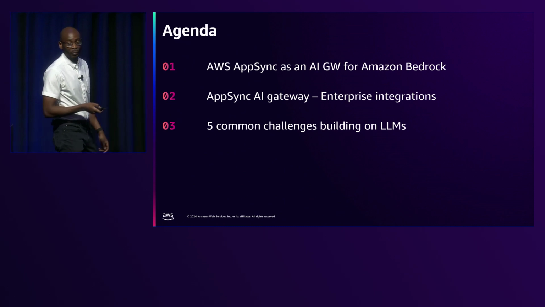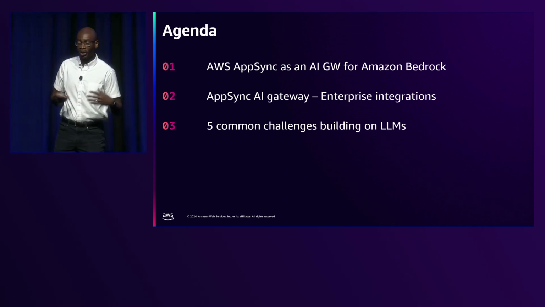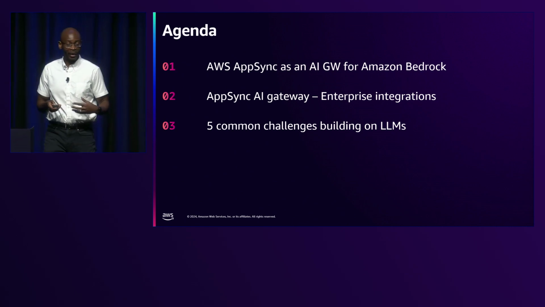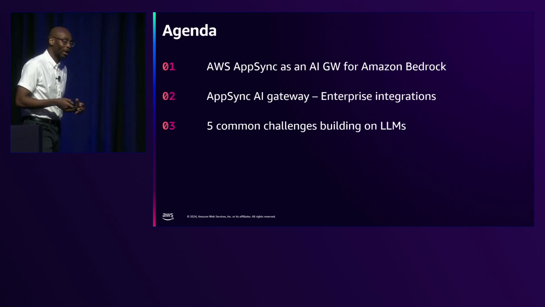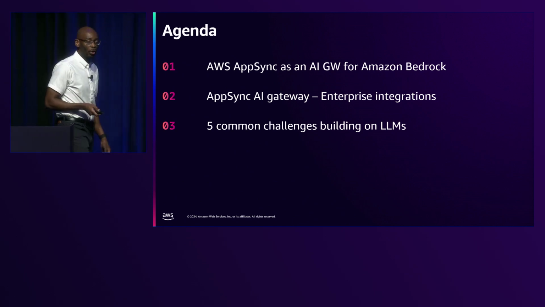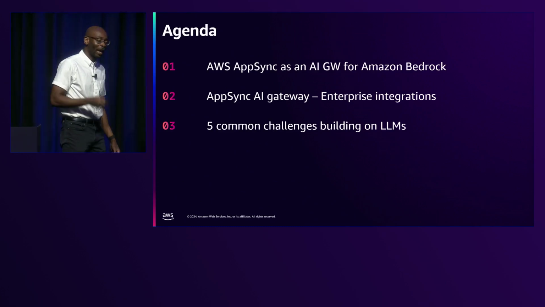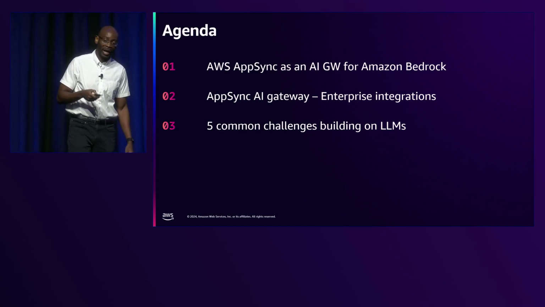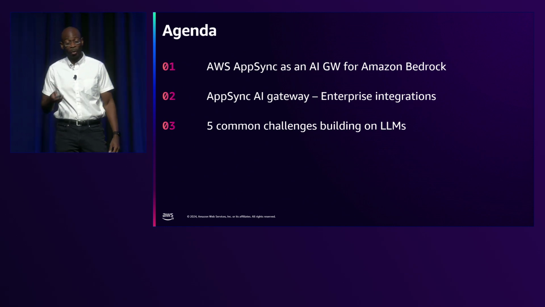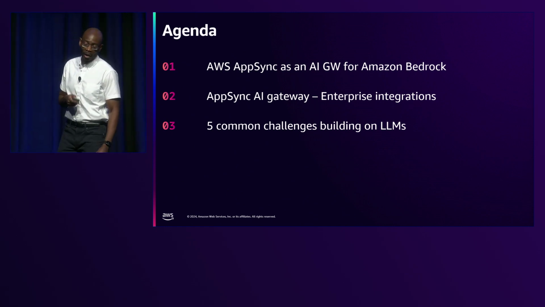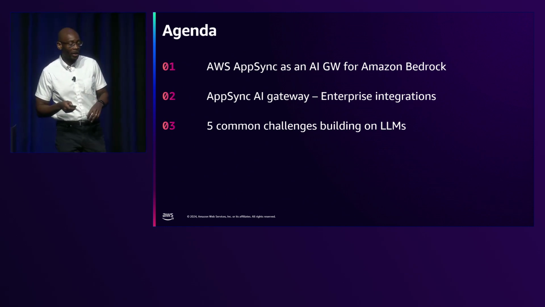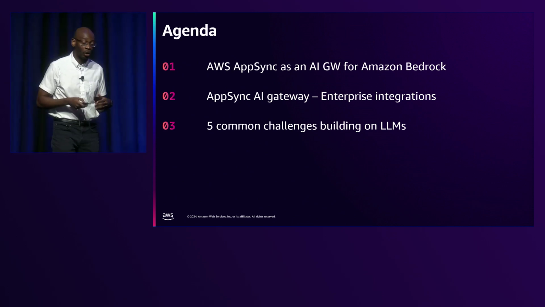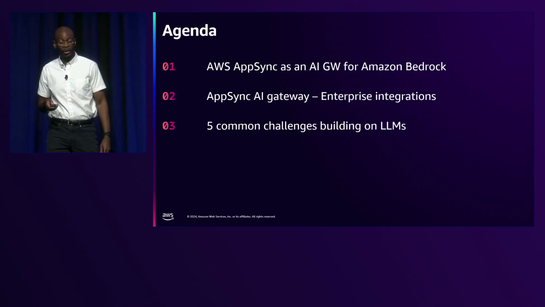Our agenda today. We are going to cover three general areas. First, we are going to talk about AWS AppSync as an AI gateway and how it can help you connect to Amazon Bedrock. Then we are really going to deep dive into some actual enterprise integrations that show you how you can leverage AppSync today in your own application as an AI gateway. And then finally, we're going to dive deep into some common challenges that you may face as you start to build your own applications that leverage LLMs.